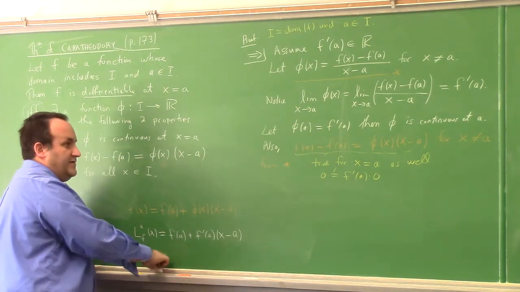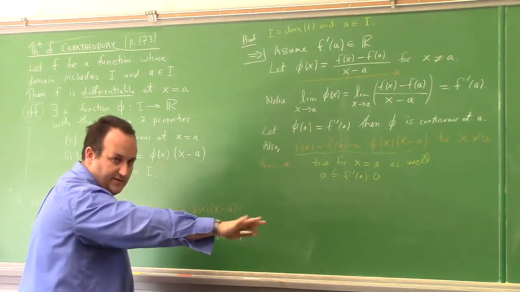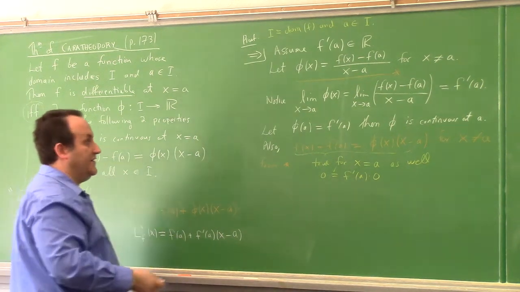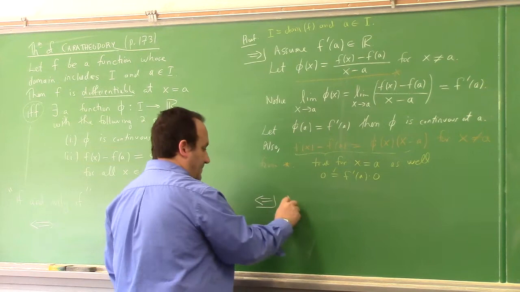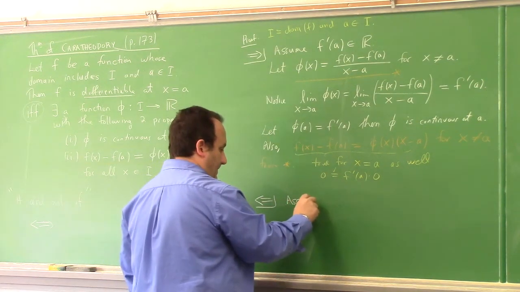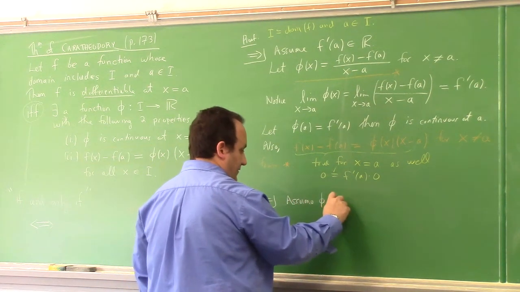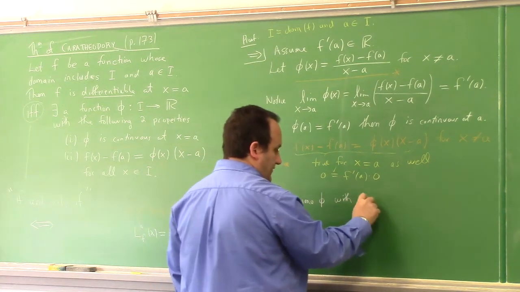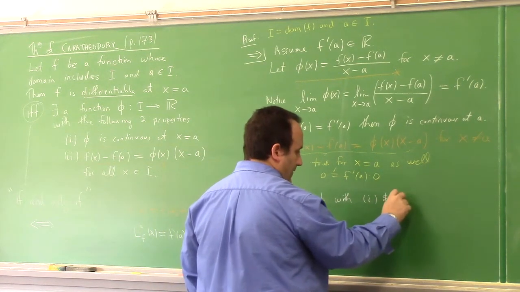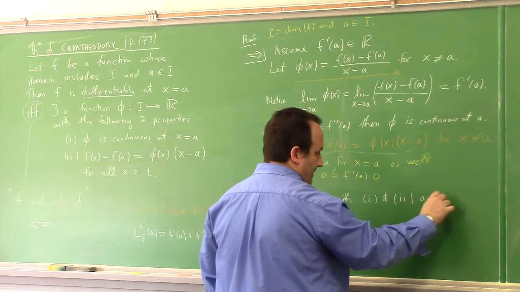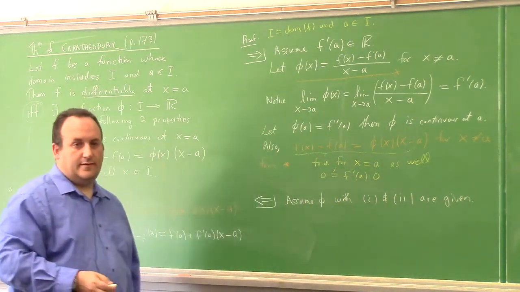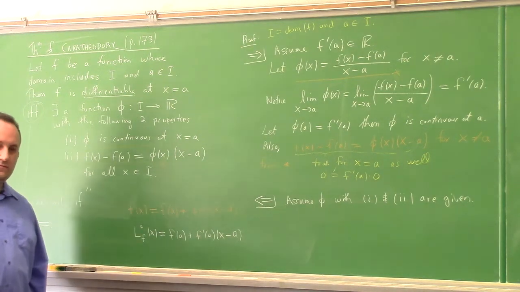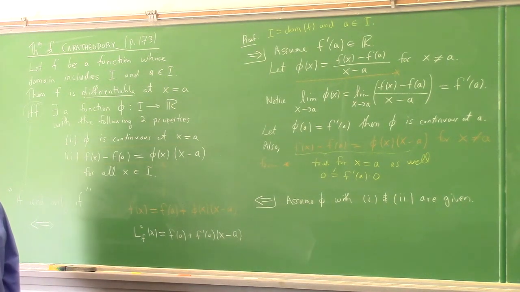So when we prove a biconditional, we have to prove this direction and also that direction, the converse direction. How about the other direction? We assume phi with 1 and 2 are given. What do we have to do? We have to prove what? f is differentiable. How do we prove f is differentiable?